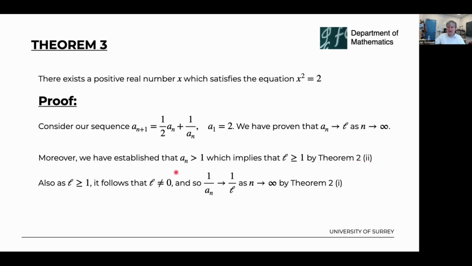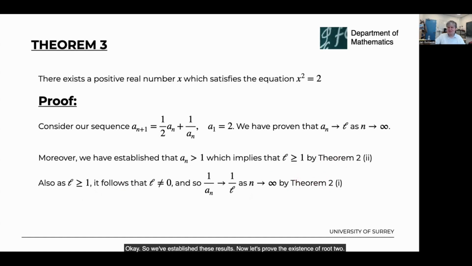Remember that we had already proven previously that a_n was positive, but what we really want to do is establish that L is non-zero. And establishing that L is greater than or equal to 1, because a_n is greater than 1, will do that quite nicely. So we've seen that L is greater than or equal to 1, hence L is non-zero, and so 1 over a_n will tend to 1 over L as n goes to infinity by theorem 2, part 1. So this is the application of theorem 2 here in some different ways.